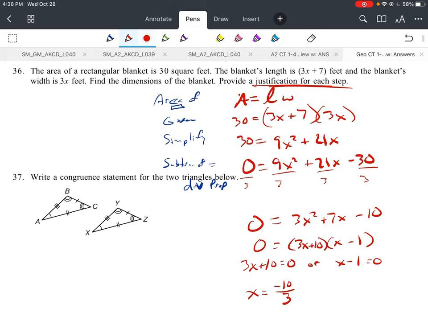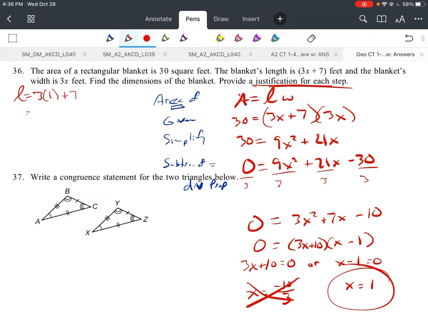Okay, add 1. So this is x equals 1. Now this one doesn't make any sense. You can't have a negative length. So this is the only one I really care about. So just plug it in. This is 3 times 1 plus 7 is your length. And so the length is 10.